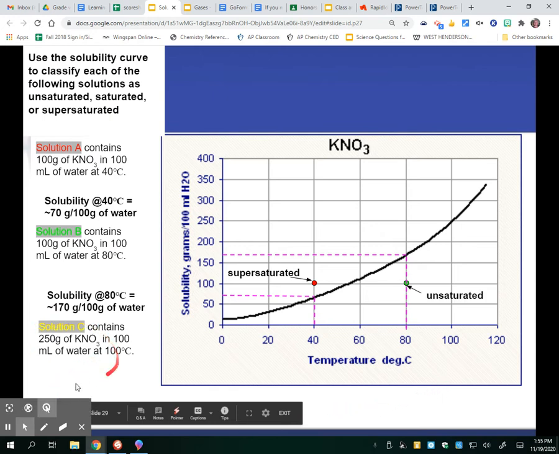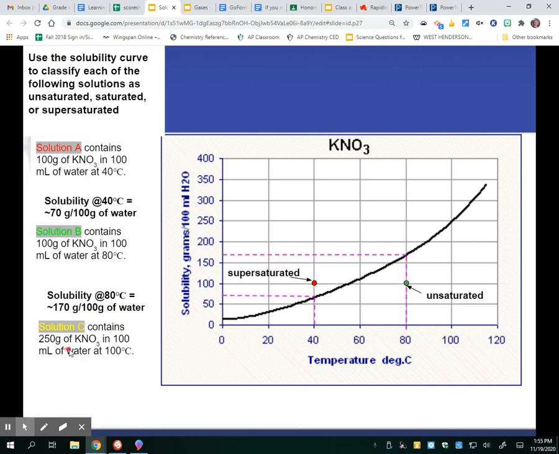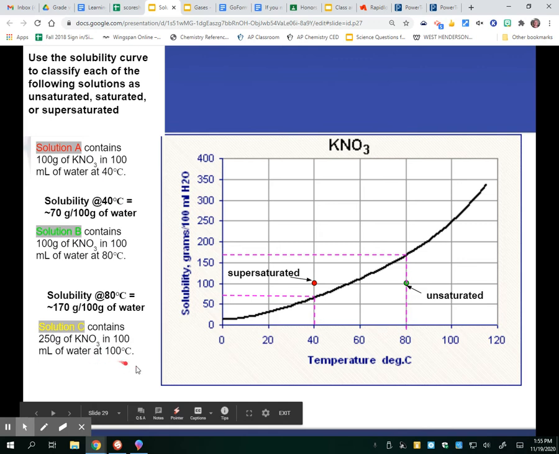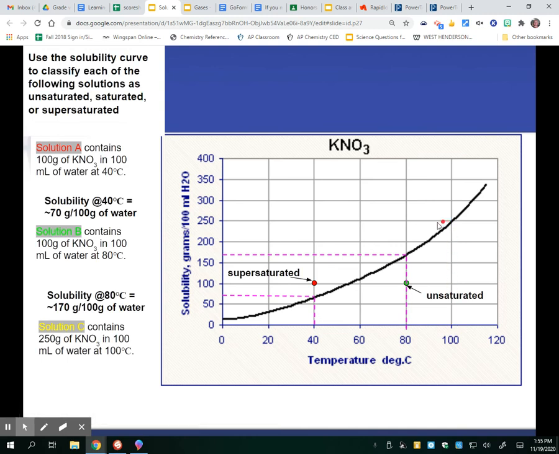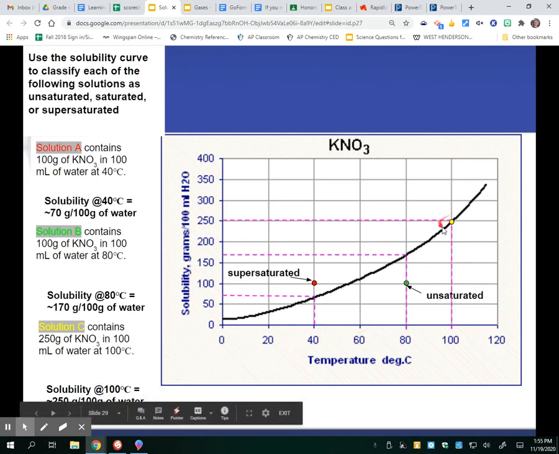Now, if we look at solution C, it contains 250 grams of potassium nitrate and 100 milliliters of water at 100 degrees C. So I'll go to 100 degrees C and see what its maximum amount is, hit the line, go over, and that's at 250. So the solution at 100 degrees C can hold 250 grams of the solute. That's exactly how much I put in there. So this point is right on the line, and that means that solution C is a saturated solution.